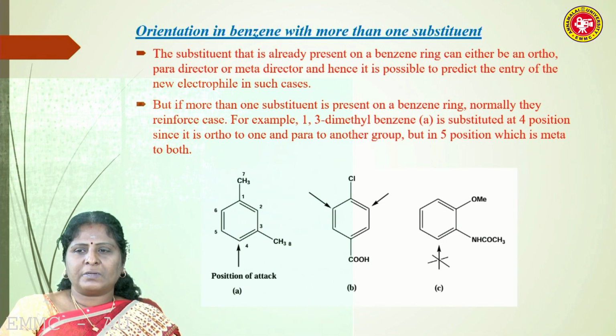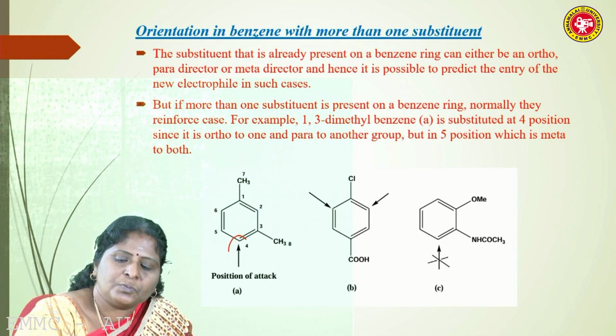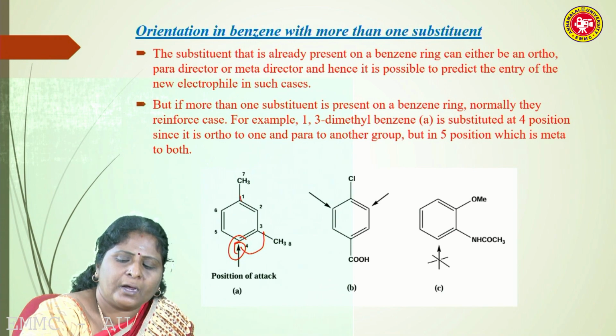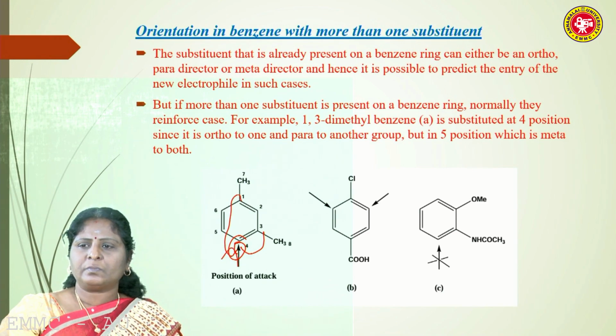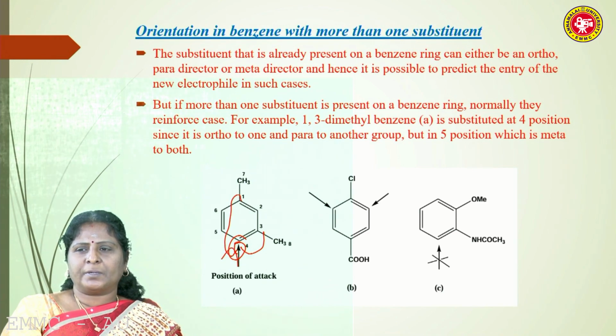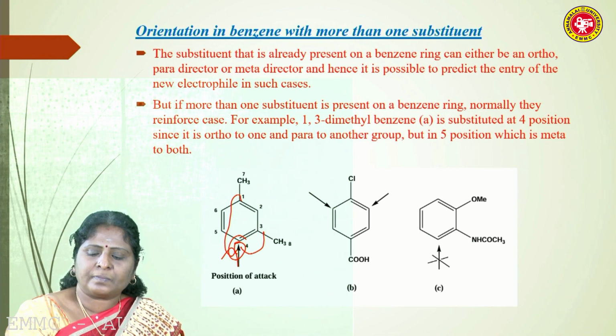For example, 1,3-dimethylbenzene. In structure A, substitution occurs at the 4th position, since it is ortho to one methyl group and para to the other methyl group. But at the 5th position, which is meta to both the groups, as in case C, there is no reaction.